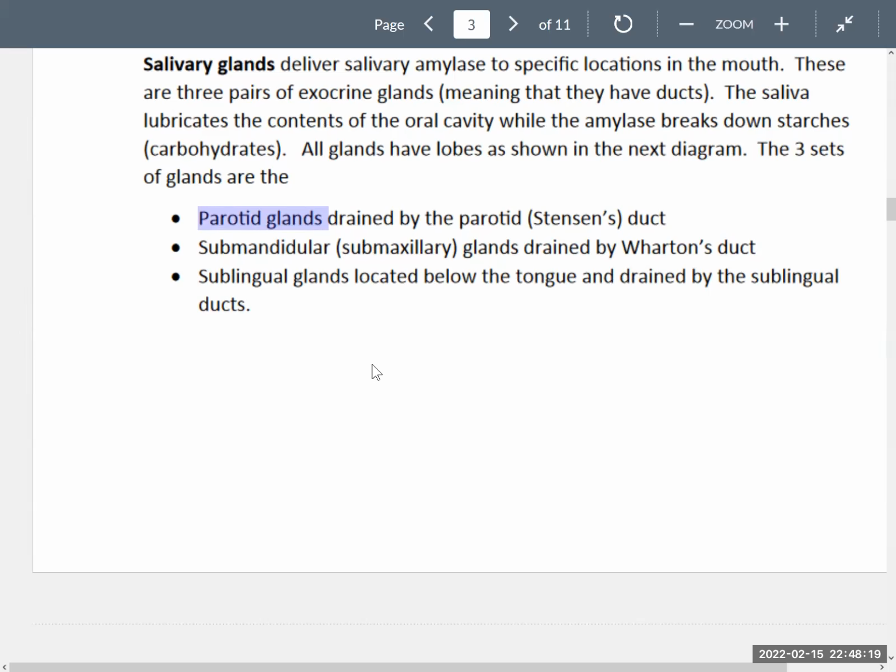The digestion by salivary amylase only lasts while you're chewing and haven't swallowed. And then once you do swallow and anything hits the stomach, the acidity level is so high that it inactivates the salivary amylase immediately.